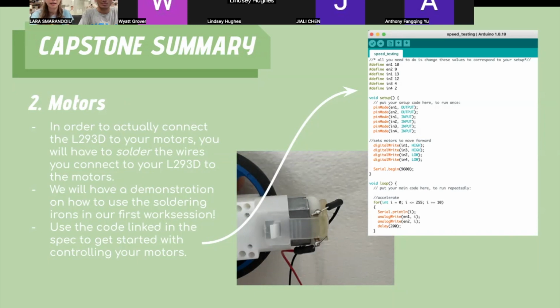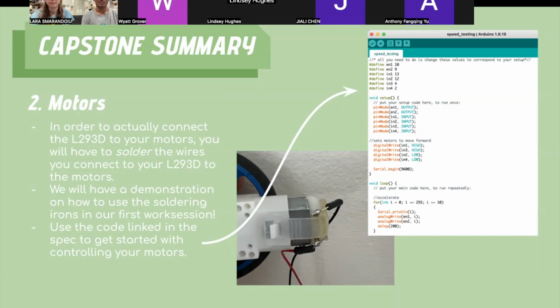L293D. And we also have some sample code within the spec, also pasted here, which shows you how to set up your motors. This is pretty useful because it's kind of confusing at first how to actually do it. And so we hope this summary helps people approach it a little easier because it's overwhelming at first. But using this test code kind of jumpstarts you into doing a lot of what you need to do.